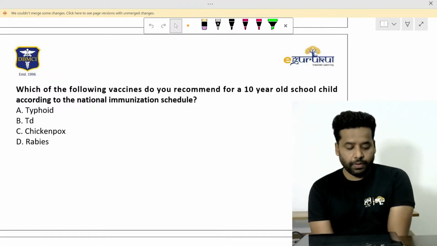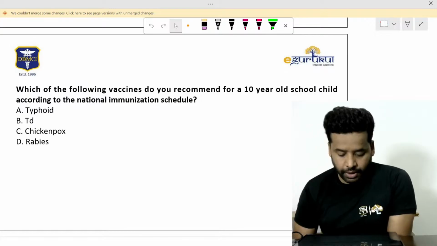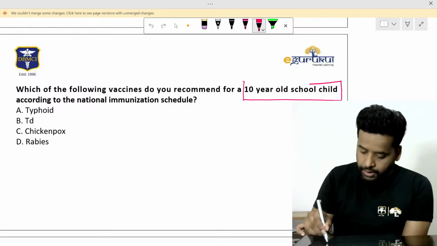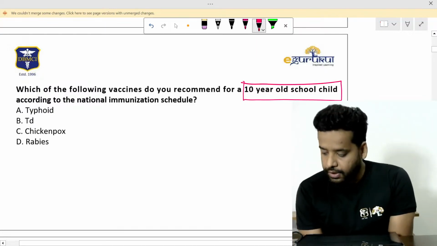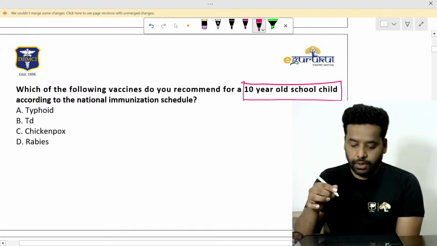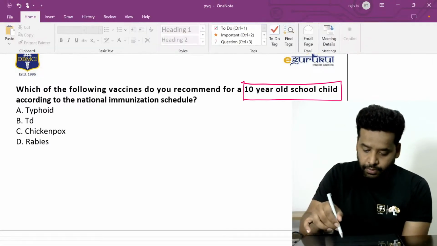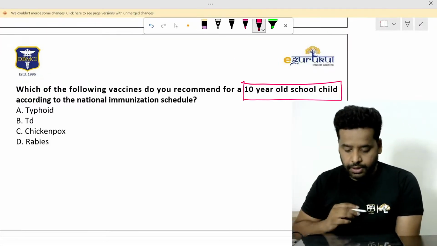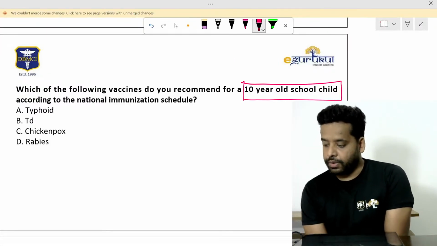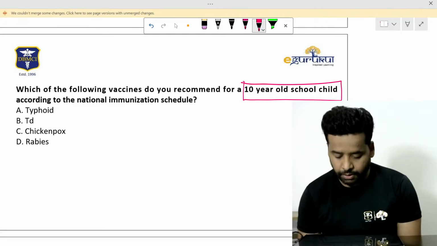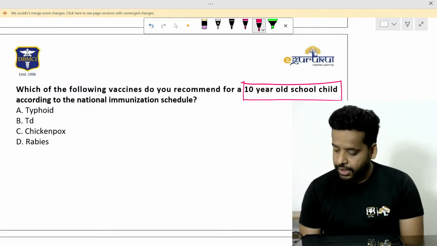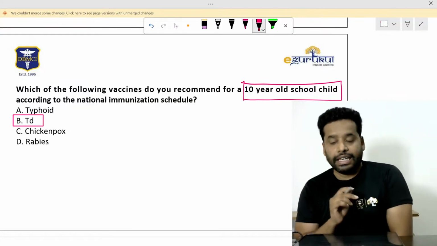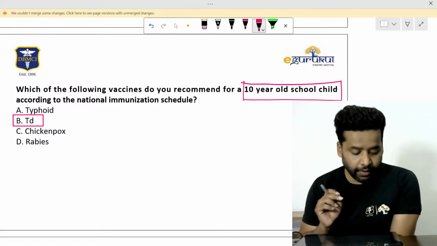Which of the following vaccines do you recommend for a 10-year-old school child according to the National Immunization Schedule? This is the question. So the question is on NIS, National Immunization Schedule. A 10-year-old school child will get the TD vaccine. Previously it was the TT vaccine. Now we are giving the TD vaccine.